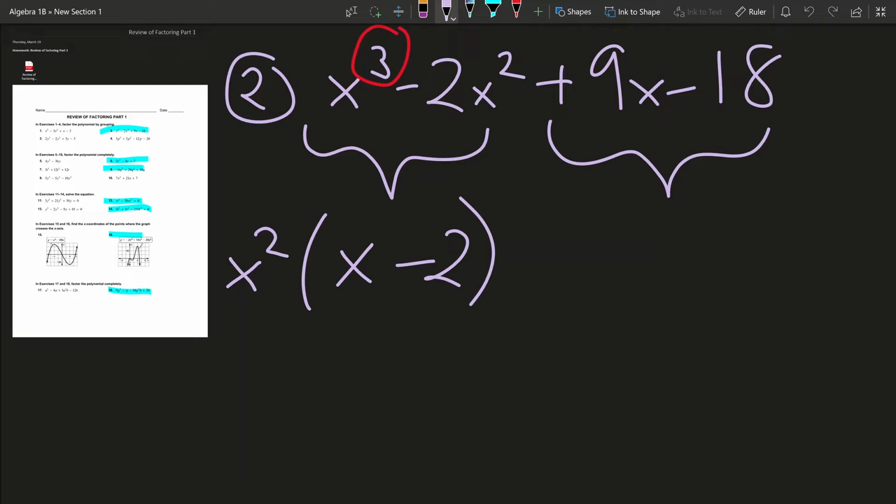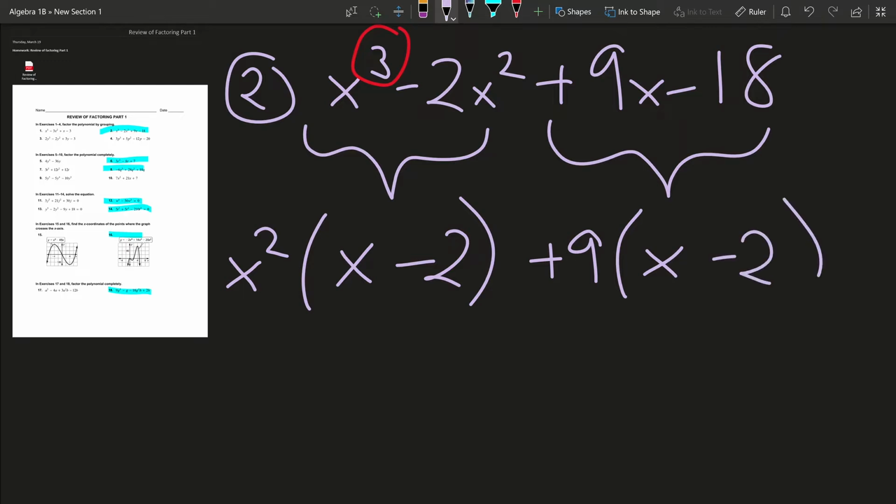Now let's move on to the second piece. We have 9x minus 18. What is the greatest common factor between these two monomials? That would be 9. So, if we pull out 9, we need to divide the whole thing by 9 as well. What is 9x divided by 9? Just x. What is negative 18 divided by 9?